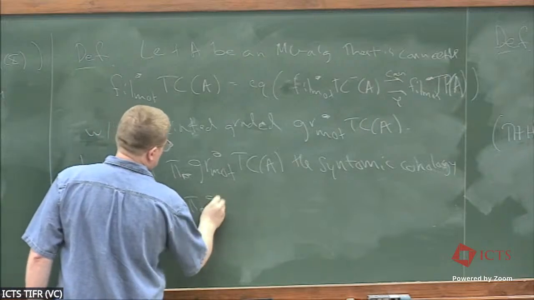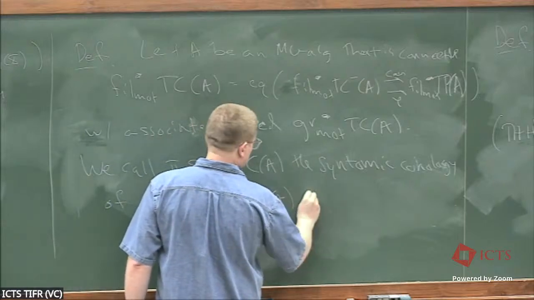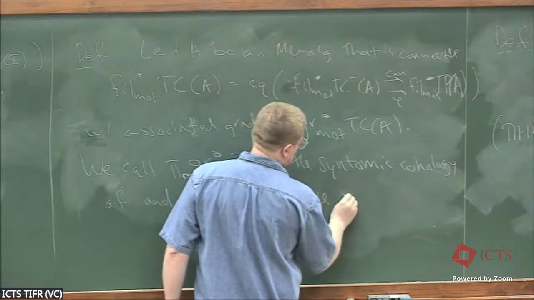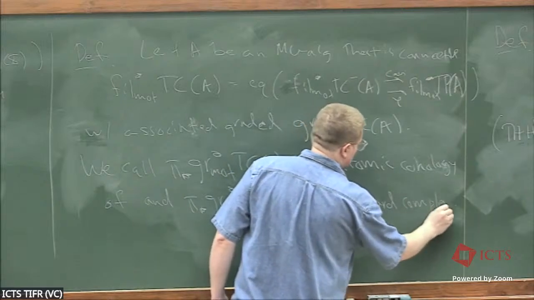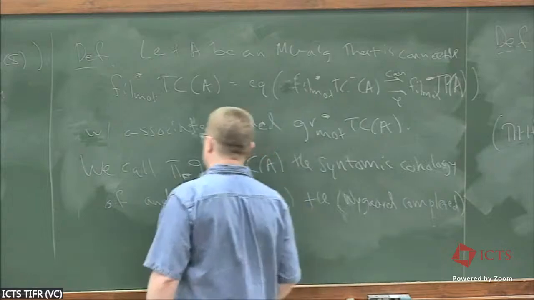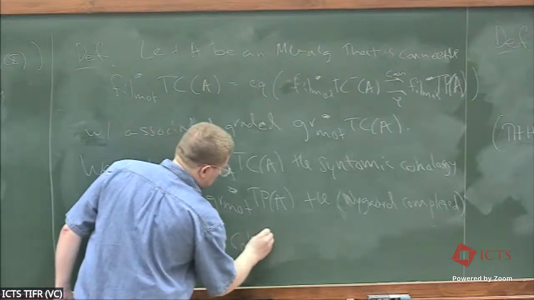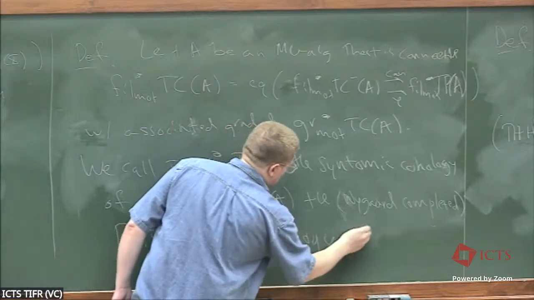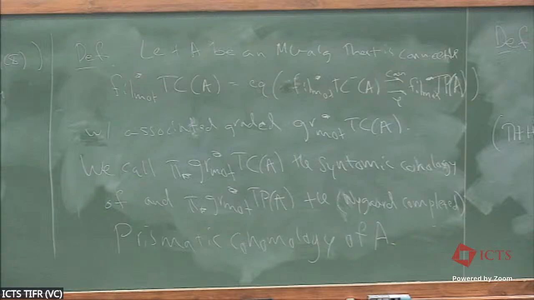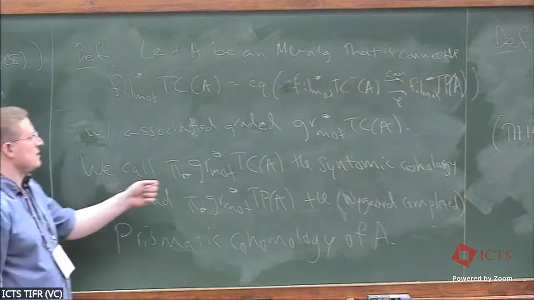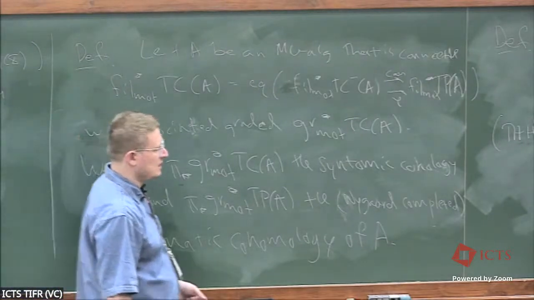And in the case of TP, this is the prismatic, well, it's really the Nygaard completed, let me not worry about that, prismatic cohomology. Okay. All right. So when I say syntomic cohomology, this is what I mean in the case of an MU algebra, for example, and similarly with prismatic cohomology.